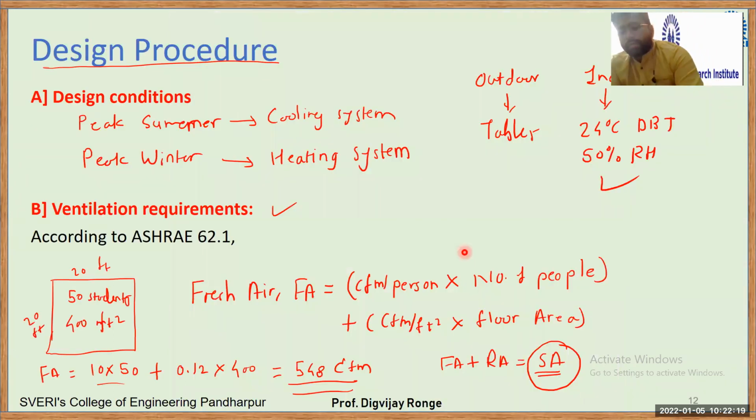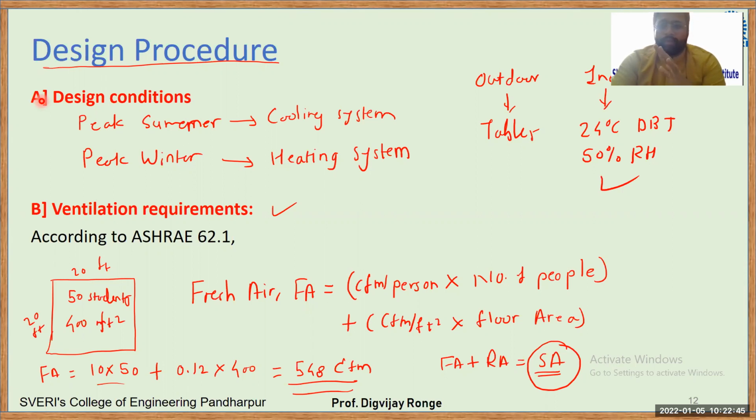So in the design procedure, first we have to decide design conditions. Design conditions mean indoor conditions and outdoor conditions. For outdoor conditions, always select the peak day. So if you are designing an air conditioning system for summer conditions, in that case you have to select a peak summer day, right? And if you are designing for winter conditions, you have to select a peak winter day.